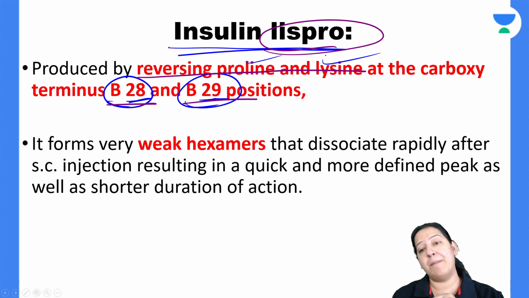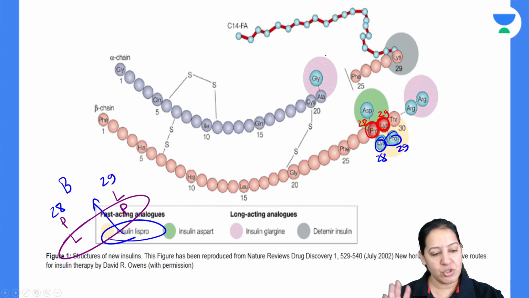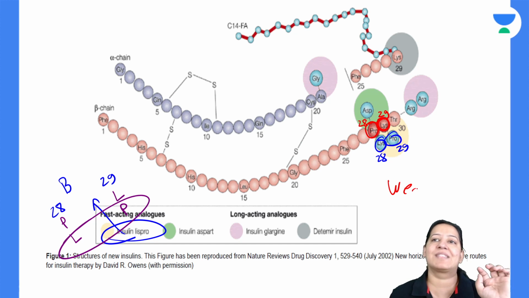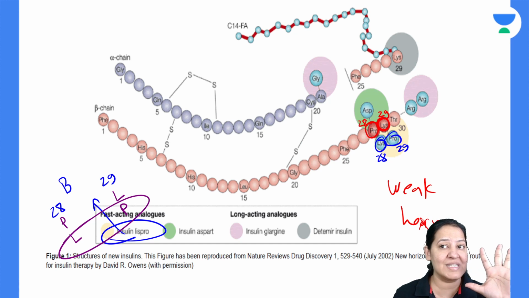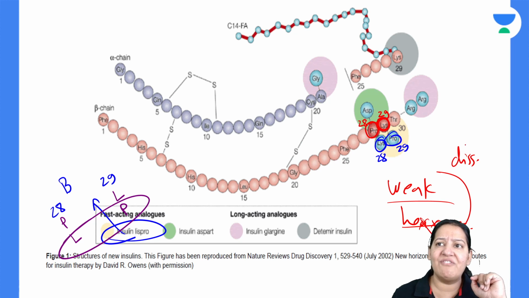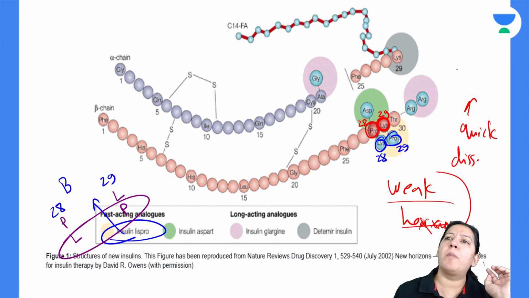By doing this, what will happen? You should ask me, ma'am, why you are doing so? ये करने से क्या होगा? By doing so, it will form very weak hexamers. The insulin forms hexamers with the zinc. Now, these hexamers will become very weak. So that's why they dissociate very quickly. Very quickly they will dissociate because they are very weak. So they absorb very fast. That's why it is rapid acting insulin.